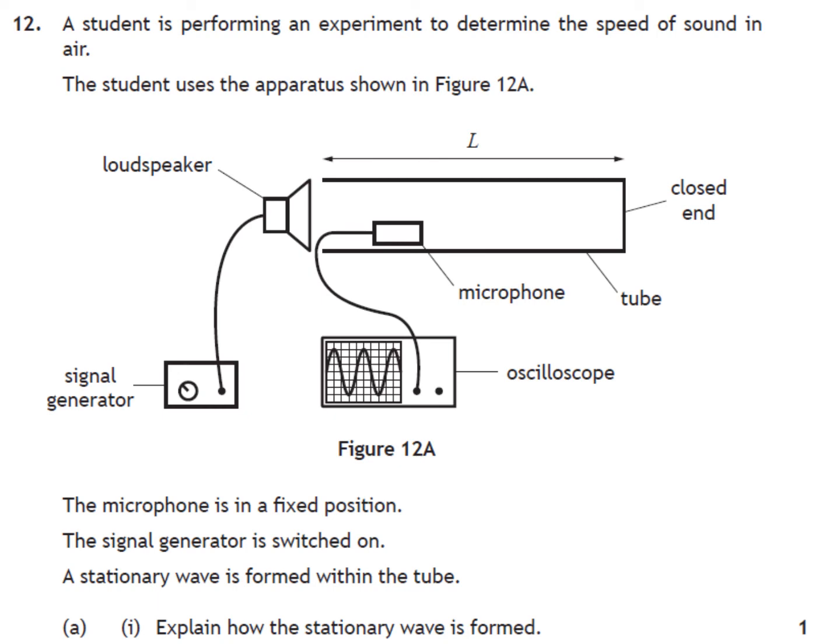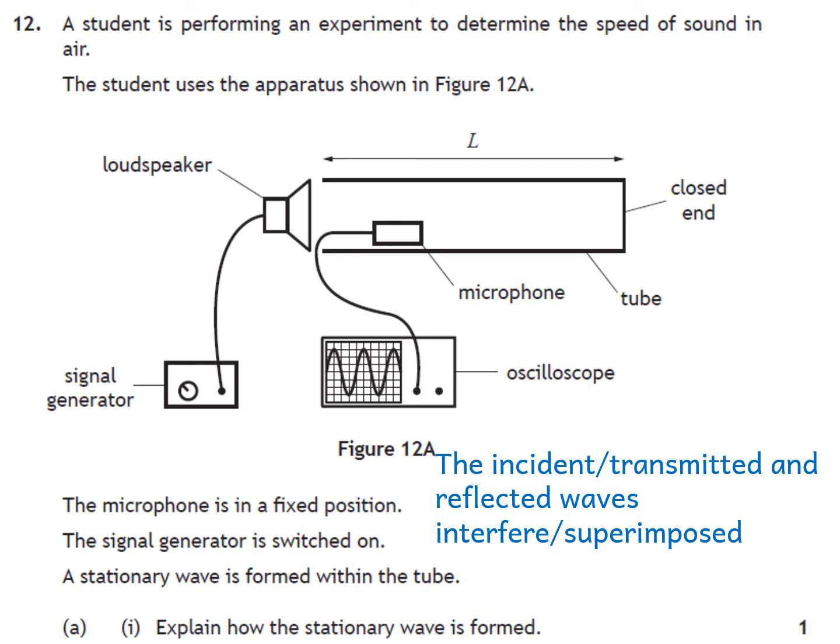It says, explain how the stationary wave is formed. I've kind of given you the answer there, which is that the incident or transmitted and reflected waves interfere or are superimposed. I've not talked about this idea of superposition, but we will come across that later on, so you can use either interfere or superimpose. That's a very straightforward 1 mark.